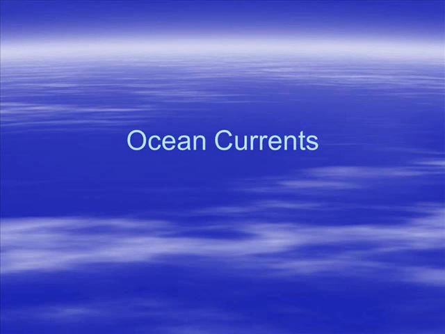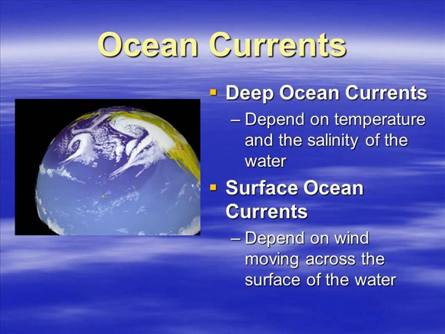Ocean currents. There are two types of ocean currents: deep ocean currents and surface ocean currents. Deep ocean currents depend on the temperature and salinity of the water. That means how hot or cold it is and how much salt is in it. Remember, salt water is more dense than fresh water.